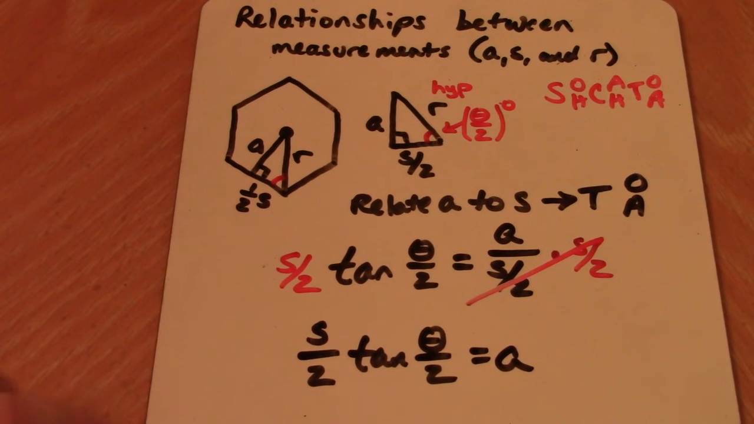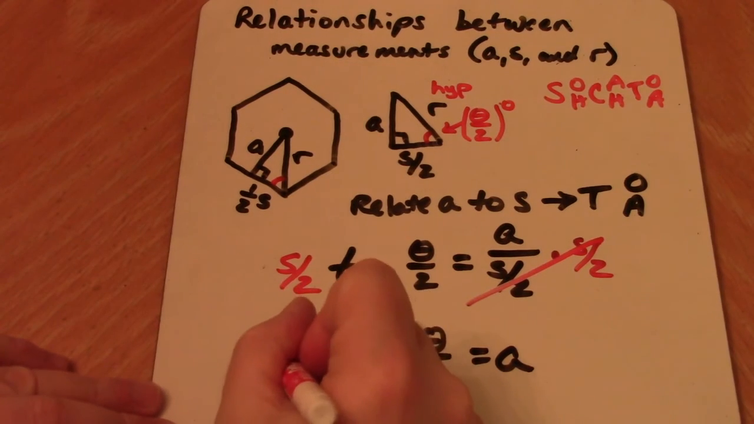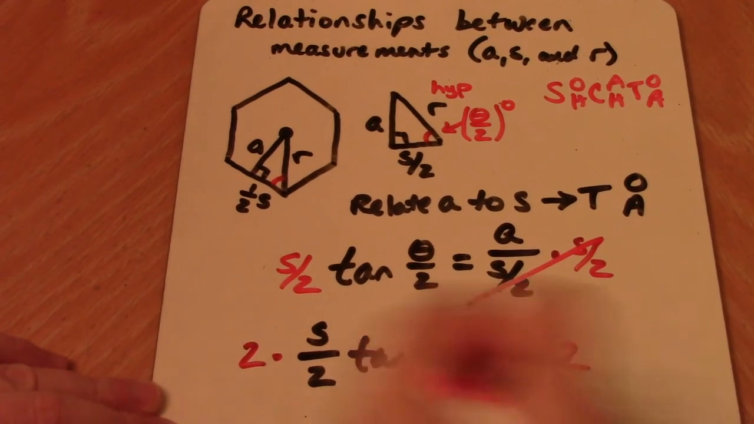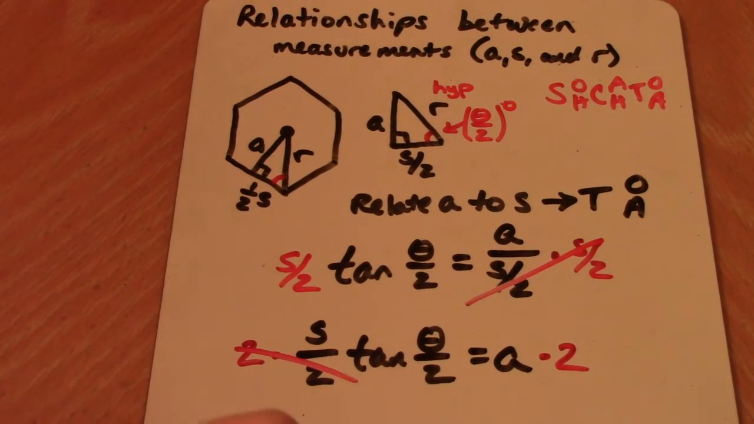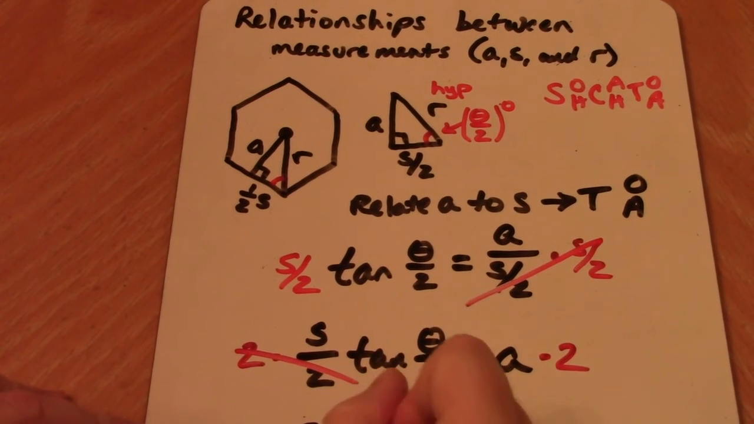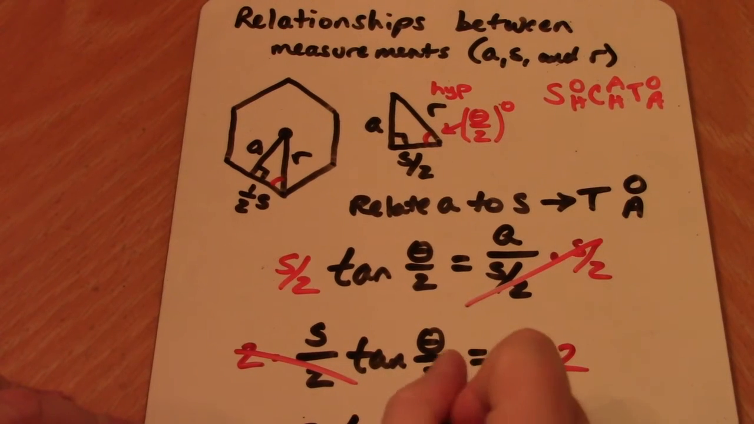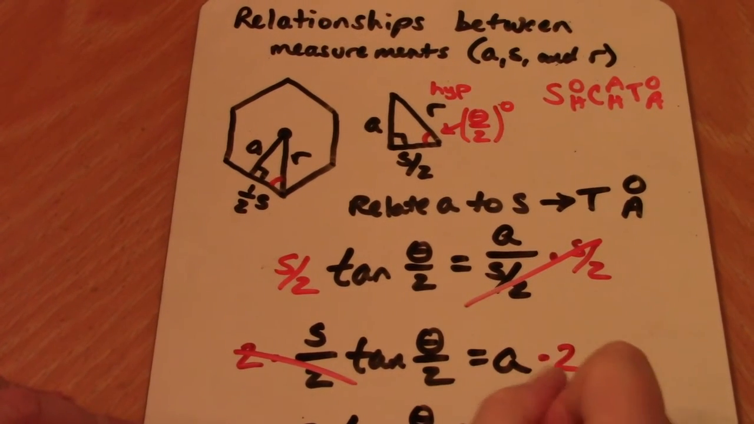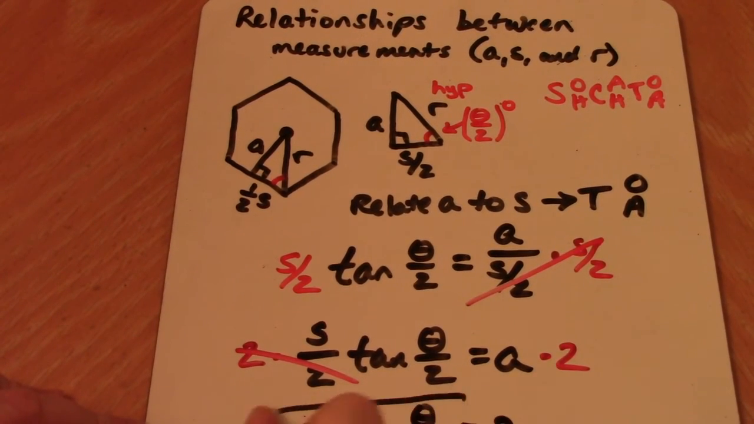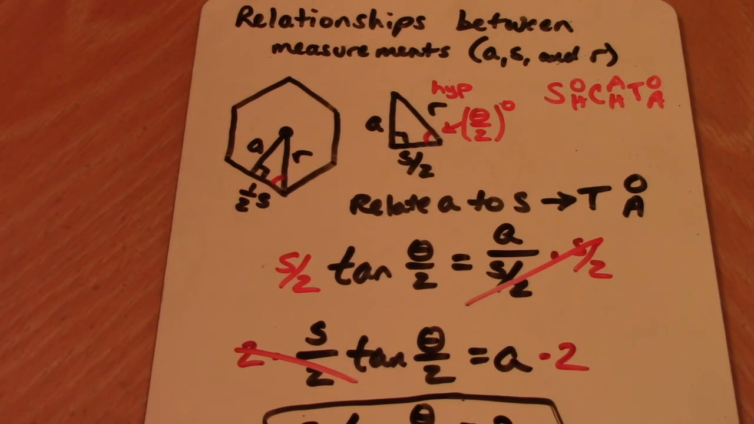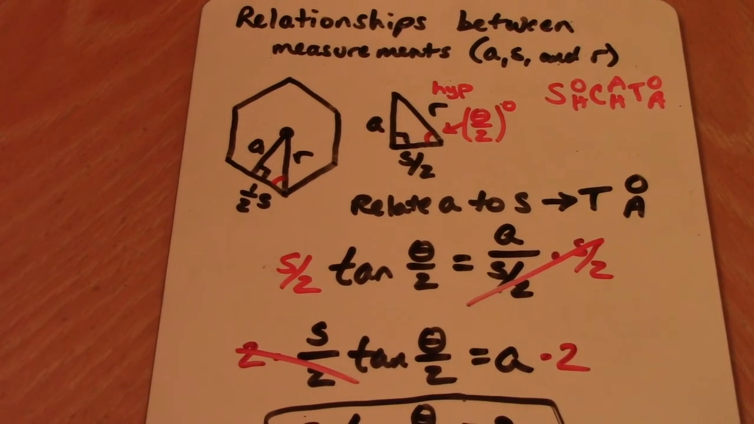Now we can make that a little bit better. We can get rid of one of those two fractions. If we multiply both sides by 2, that would eliminate the over 2 portion of the S over 2. So that would give us S times the tangent of theta over 2 equals 2A, which is the equation we will use when we need to relate the side length and the apothem to each other. Okay, so now we're going to recap here.